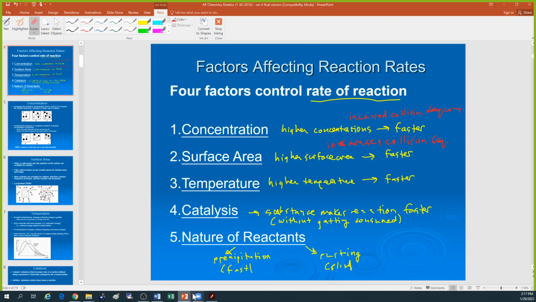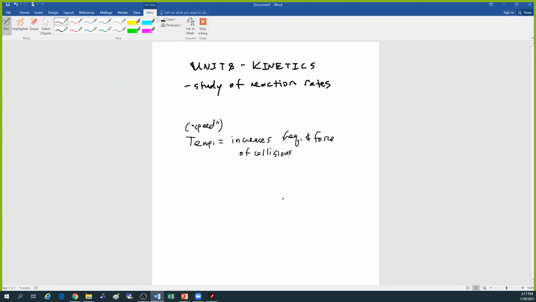How does the catalyst affect the reaction? Why does a catalyst speed up a reaction? Well, again, we do more of this later, but there's really two different ways it can work. One, it can lower the activation energy, making it easier.